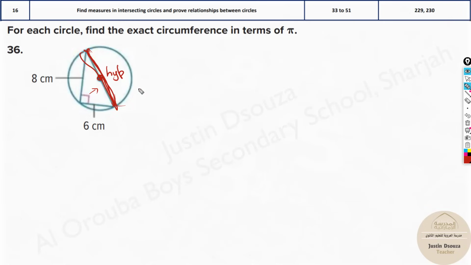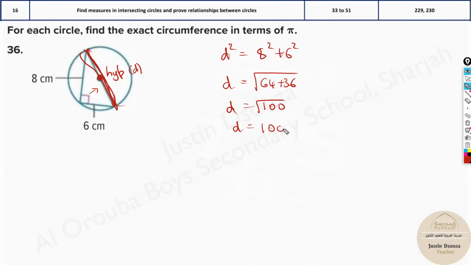So it's the diameter, and we can find the diameter of this circle from the Pythagoras theorem. Here the hypotenuse is the diameter, so I will just use d. d squared will be equal to the sum of the squares of the other two sides, 8 squared plus 6 squared. You can directly use your calculator, or I'll just solve it. d is the square root of 64 plus 36, which is the square root of 100, which is 10. So the diameter is 10 centimeters.